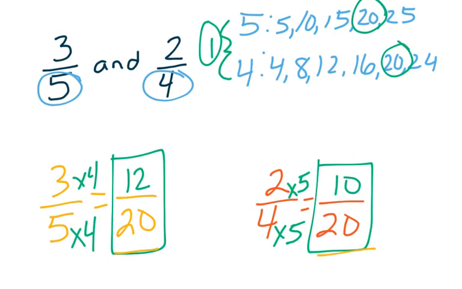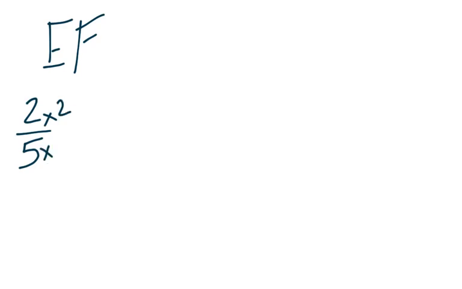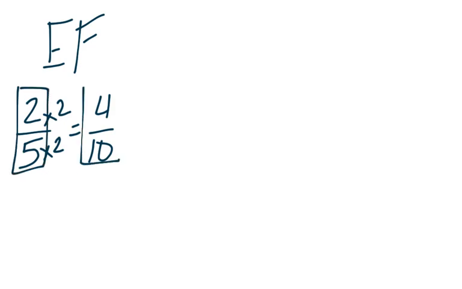So let's review real quick what we talked about. We talked about making our equivalent fractions, and I'm just going to write EF for equivalent fractions. And when we do that, we take a fraction like 2/5, and we're going to do the same thing to our numerator and our denominator. We'd multiply times 2, let's say, and I'd get 4/10. So 2/5 is equivalent to 4/10 because I did the same thing to my numerator and my denominator.